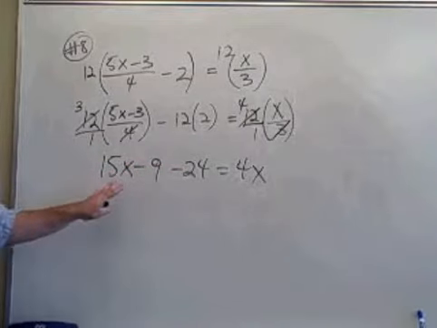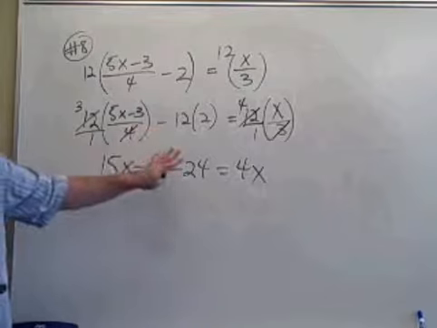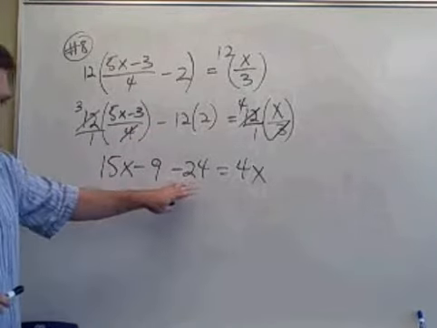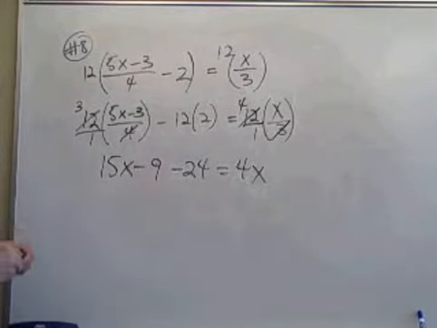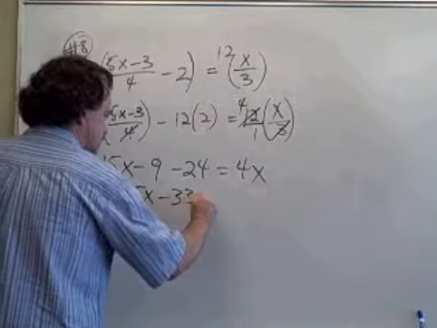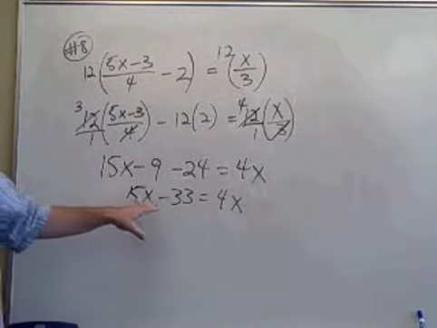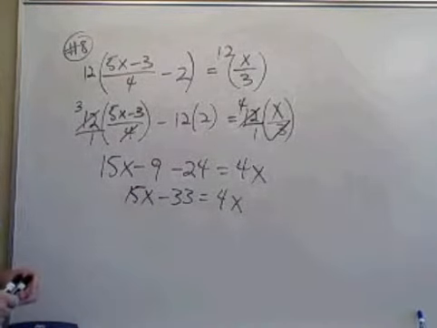Now we can continue with our solution to this equation. I see that I've gotten rid of the parentheses that were there, and now I can combine the like terms that are here. 15x minus 33 equals 4x.